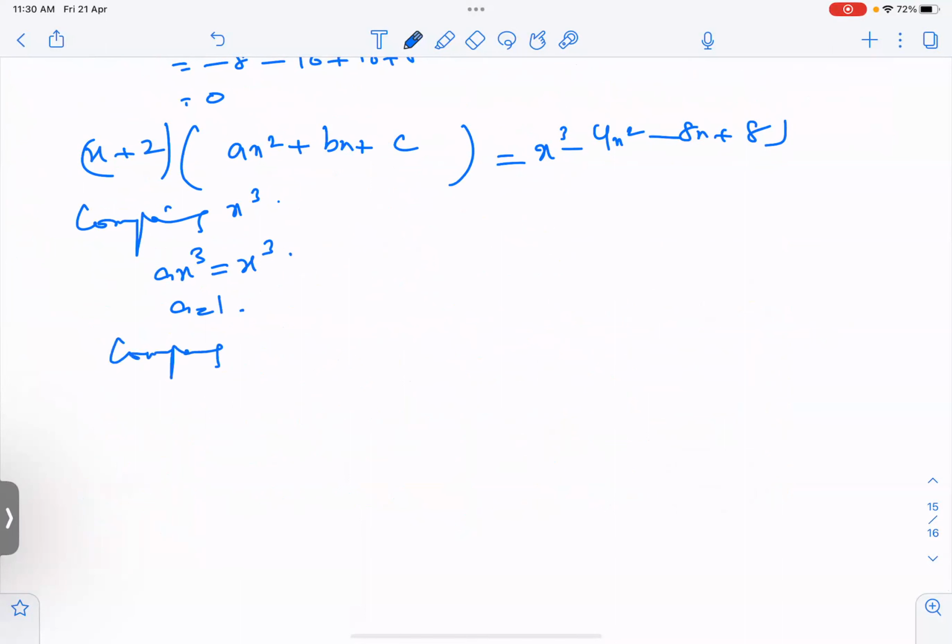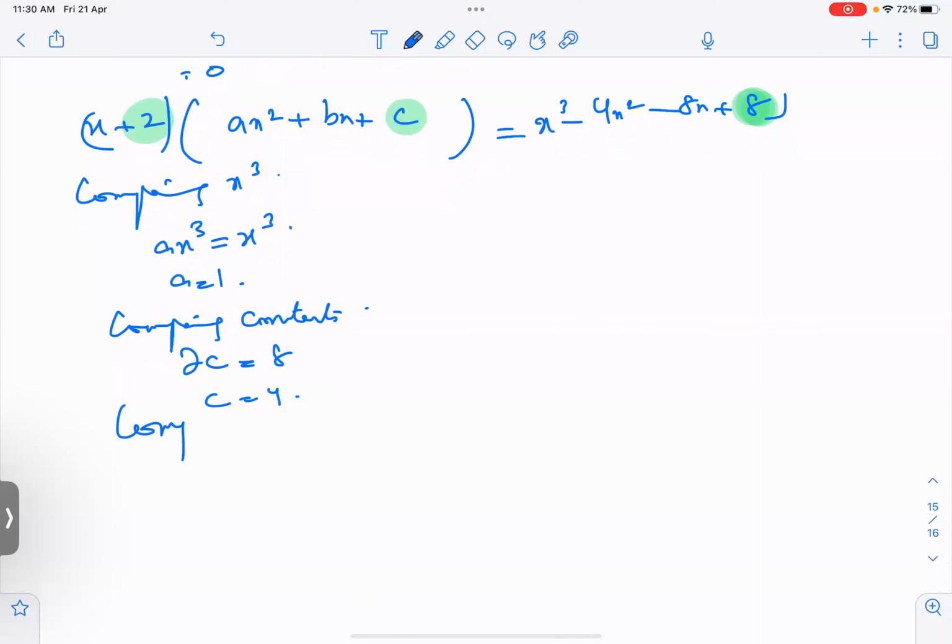Comparing the constant, हमेशा आप पहले x cube को compare करो फिर constant को compare कर लो, तो आपके पास दो unknowns तो ऐसे ही आ जाएंगे. Comparing constants, आपके पास constant कैसे आएगा? When you multiply 2 by c on this side and the constant here is 8, so you will write 2c equals to 8, c equals to 4.